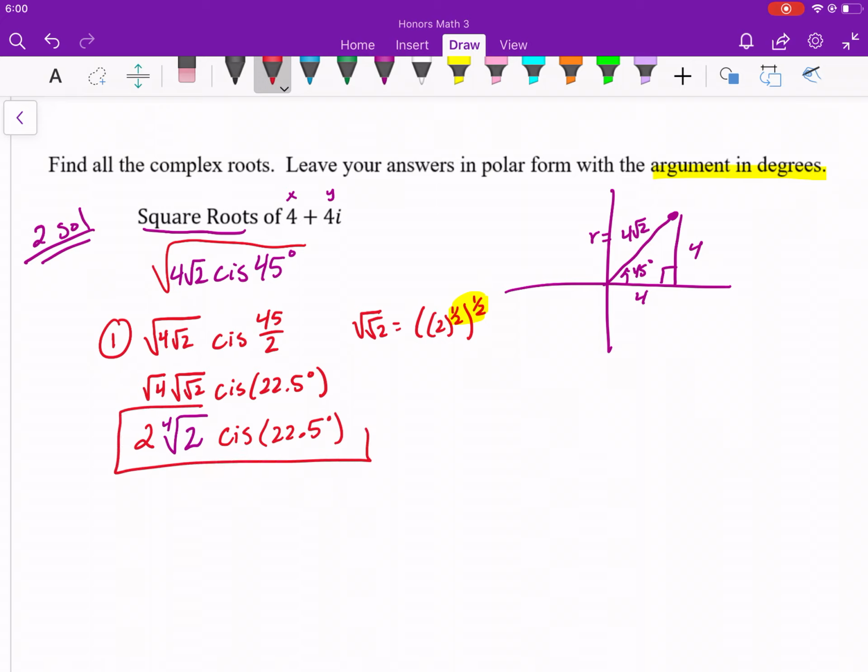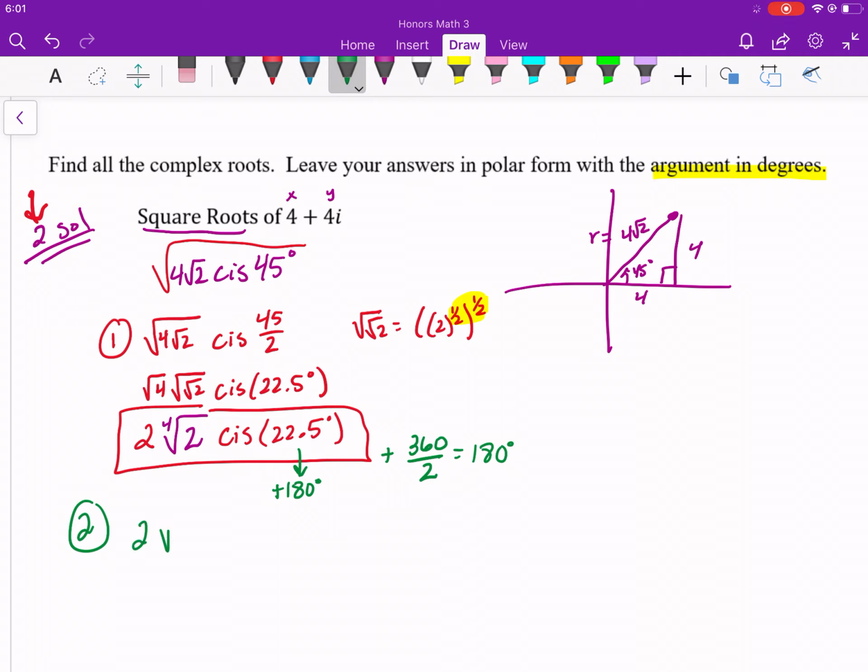That is solution 1. But remember, we have 2 solutions, and the 2 solutions have to be equidistant from each other. Okay? So, remember, a full circle is 360 degrees. So I'm going to add half of 360 because I have 2 solutions, or I'm going to add 180 degrees to my solution to find solution number 2.